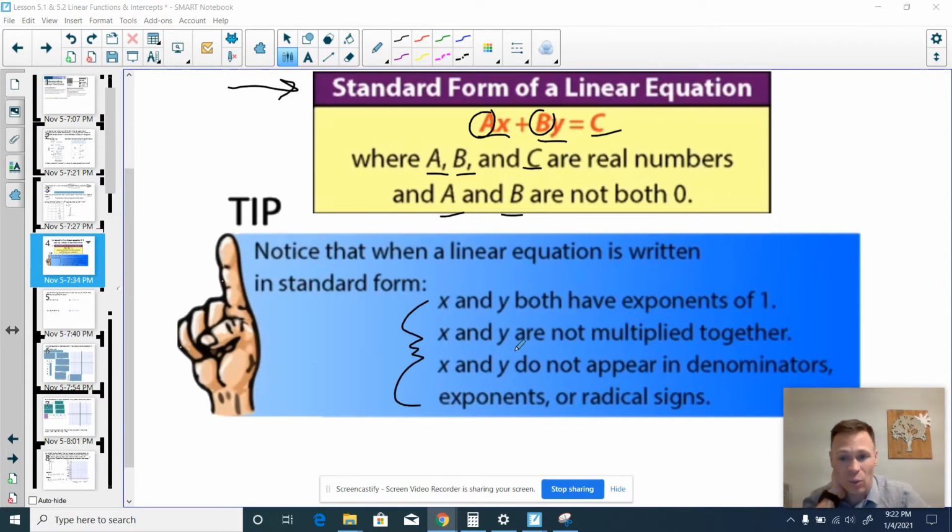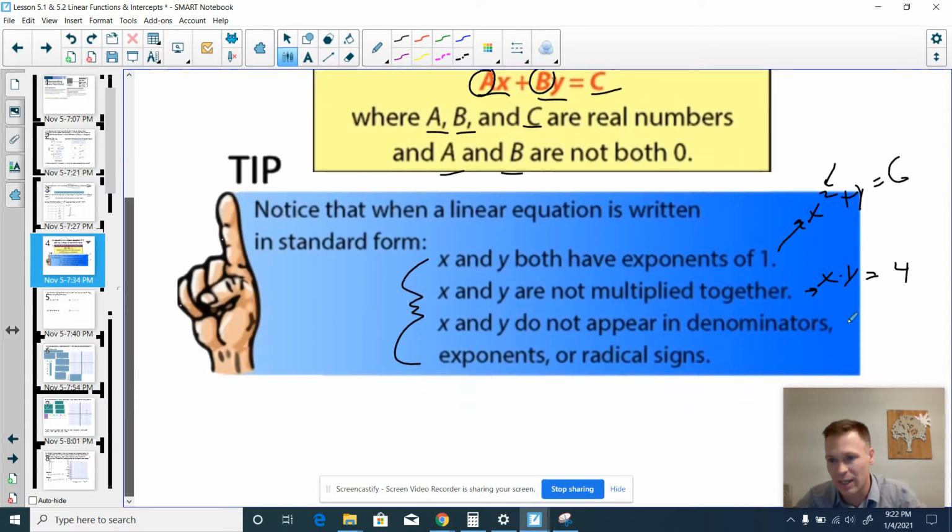It says x and y are not multiplied together. So if I see something like x times y equals 4, that is not a function. Okay, so I guess I can write an example for this one. If I see something like x squared plus y equals 6, not a function because of the square, right? X and y do not appear in denominators. So that means I can't have something like 2 over x plus y equals 6. That's not a function. I'm sorry, not linear.